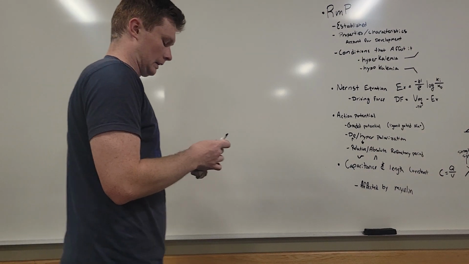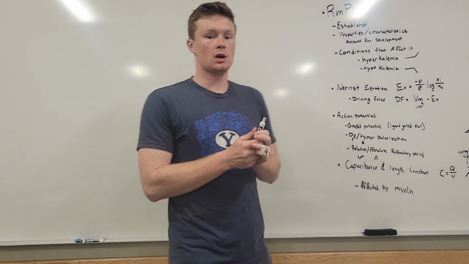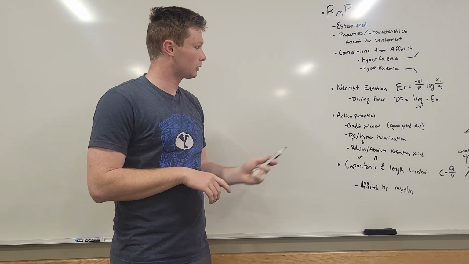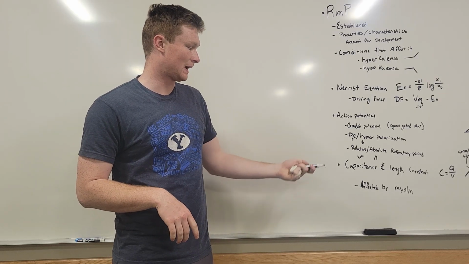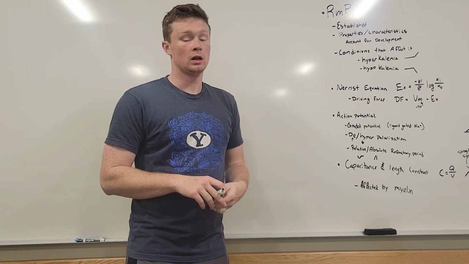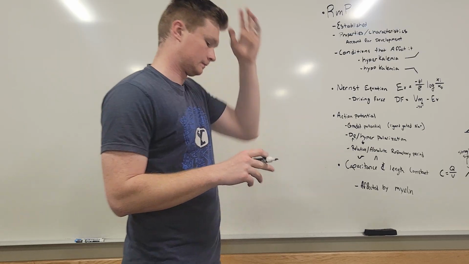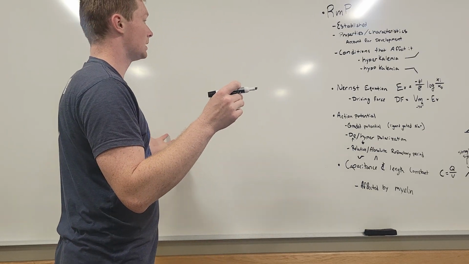All right, let's start this essay. So I kind of got a list here. We're going over all of this: RMPs, Nernst equation, action potentials, some capacitance, and length constant. So let's just start with RMP.